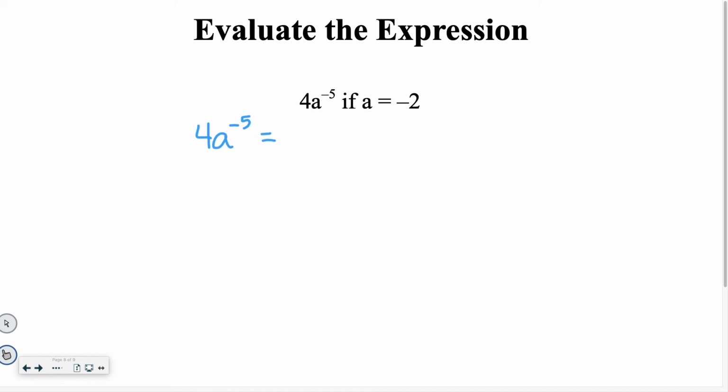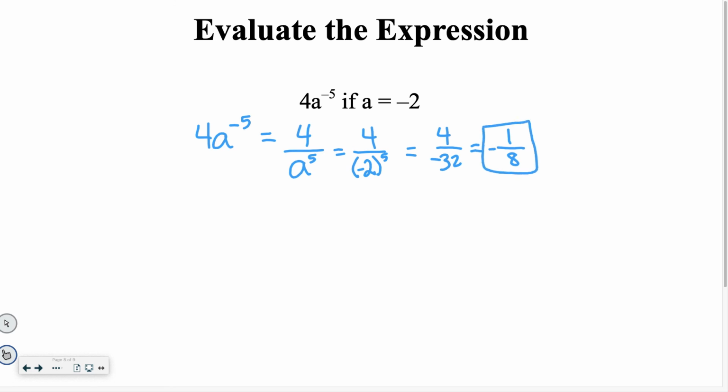So then here, I have 4 times a to the negative 5th power. Since that 4 doesn't have a negative exponent, I leave it on top of the fraction and just move the variable with the negative exponent. So I have 4 over a to the 5th. And then something to be really careful of on your calculators is anytime you plug in a negative number, make sure you use parentheses, okay? So if I plug on my calculator negative 2 raised to the 5th power, I end up with negative 32. And I have a 4 on top. So if I simplify that, that becomes negative 1/8. And that is my final answer. All right.